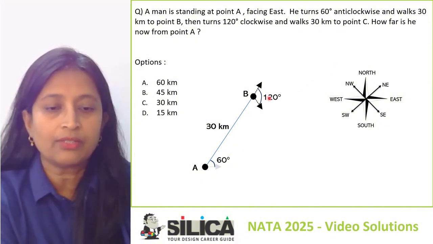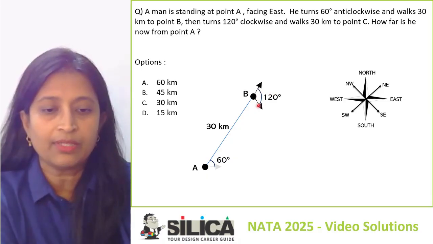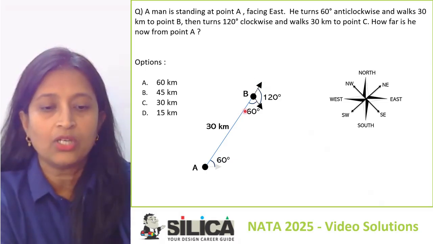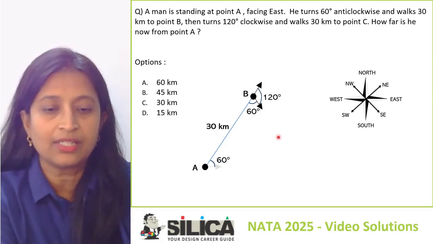So now, one more thing, this is 120 degree, that means this will be 60 degree, right? Because this is a straight line and it is of 180 degree. So that means he has turned 60 degree in this direction if you compare with this line. So see, he turned and walked 30 km to point C. So point C is here.